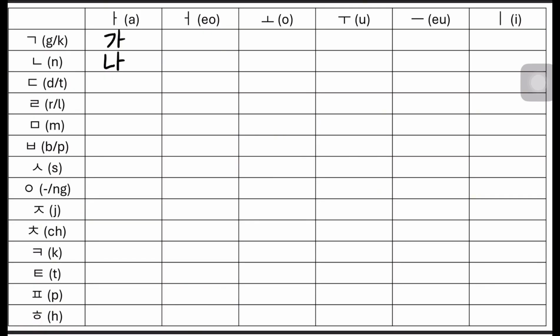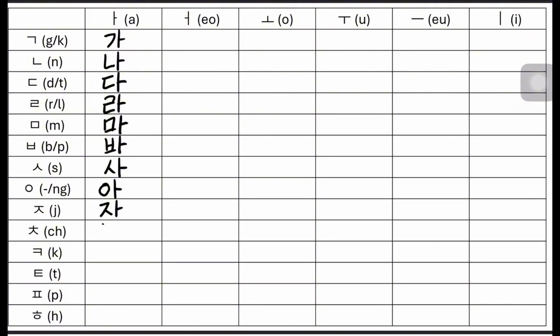Okay, the third one, our D. Our D with A is ta. Okay, and the next one, our R or L, with our A, so it's da. And the next one, our M with our A is ma. And our B with our A is pronounced as pa. And our S combined with A is sa. And our Ieung, which has no sound, with our A is A. Okay. And our J and A is cha.